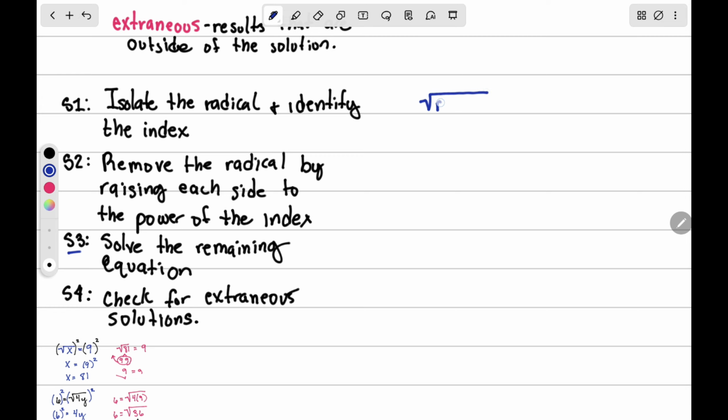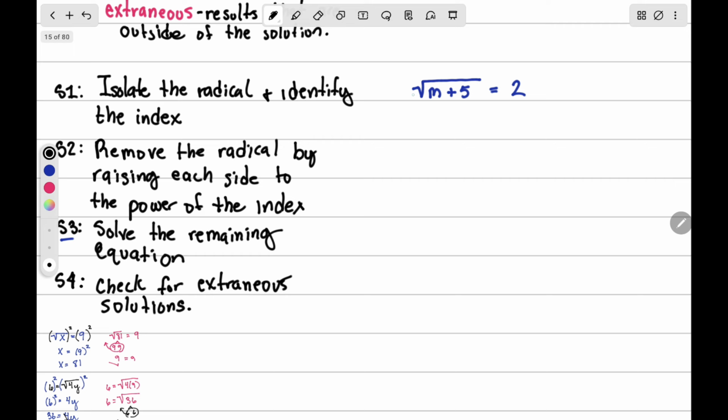Square root of m plus 5 equals 2. All right, that's still not too bad. So it says step 1. We hadn't had to do a step 1 yet, but we're getting there. Isolate the radical; it's already isolated. Once it's isolated, identify the index. This is also an index of 2. So we will raise both sides to the exponent of 2.